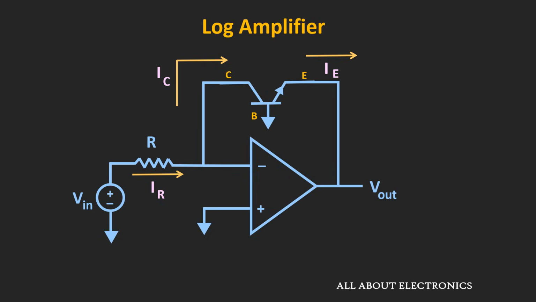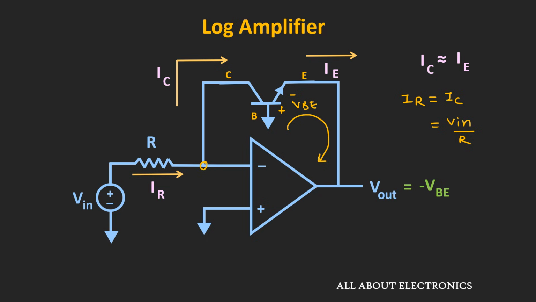Now approximately we can say that this collector current will be equal to emitter current. And if we apply the KCL at this node, then we can say that this resistor current IR will be equal to this collector current IC, and that will be equal to this input voltage Vin divided by the resistor R. Now here let us assume that the voltage across this base emitter junction is equal to VBE, and if we apply the KVL around this loop, then we can say that this output voltage Vout will be equal to minus VBE. So using this, now let us find out the output voltage for this log amplifier.